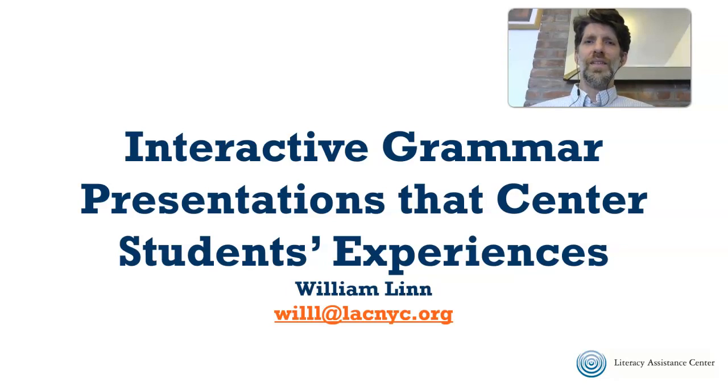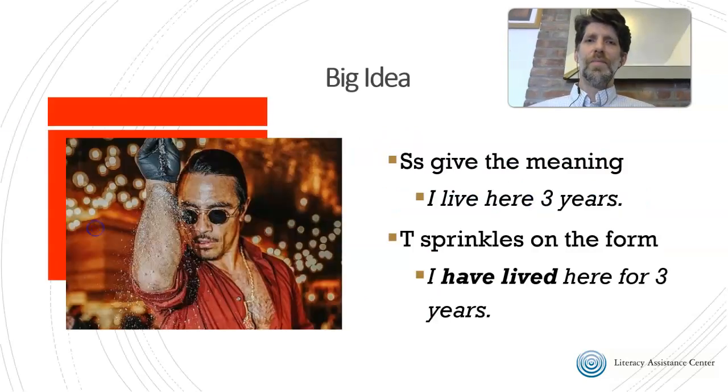So what this might look like, right at the start, here's the big idea. Students will give you the meaning. So they'll say, I live here 3 years. Like if you're teaching the present perfect, for example, that's where they'll start. And then you, as the teacher, sprinkle on the form, and you would add in, I have lived here for 3 years. This is probably kind of familiar looking. It's a familiar common technique for error correction, just recasting.